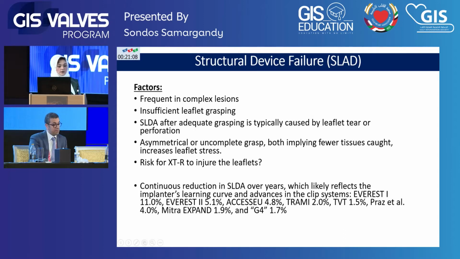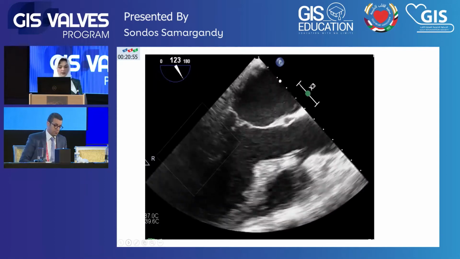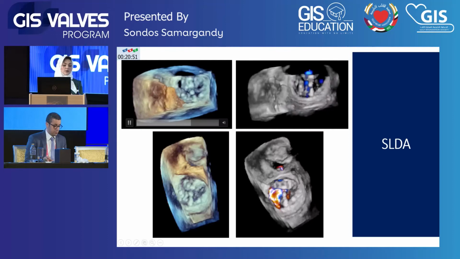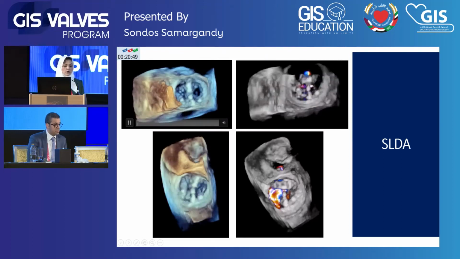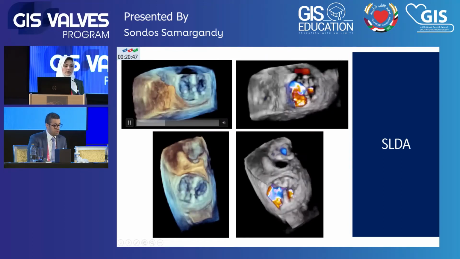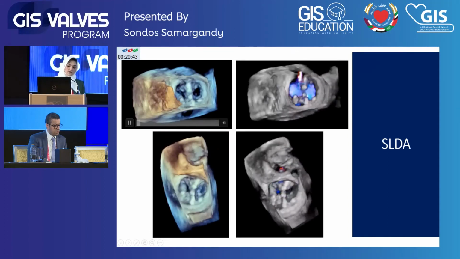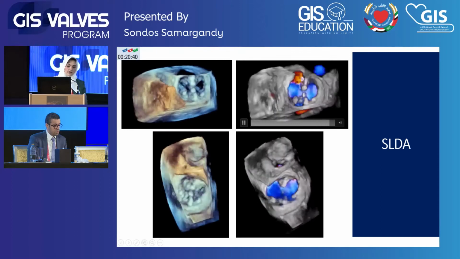Asymmetry or incomplete grasping can occur because your clocking or your perpendicularity wasn't right, and you were distorting the valve. Sometimes XT or XTR may be a factor in injuring, especially in female patients. I showed this case at the beginning of the last case, and this is what I was avoiding in that case. You can see out of the back that I'm stuck in the posterior and detached from the anterior, and the MR is coming from here.